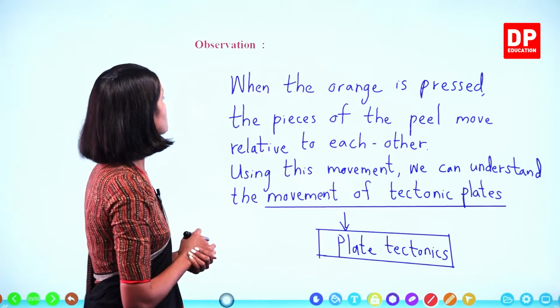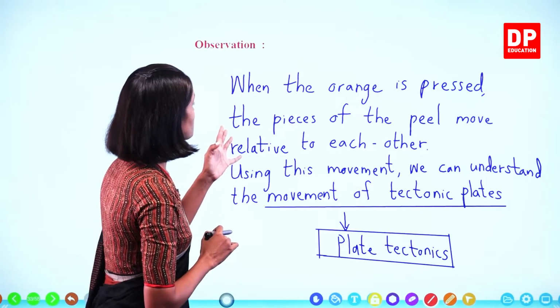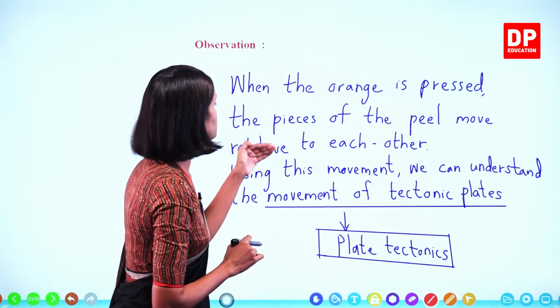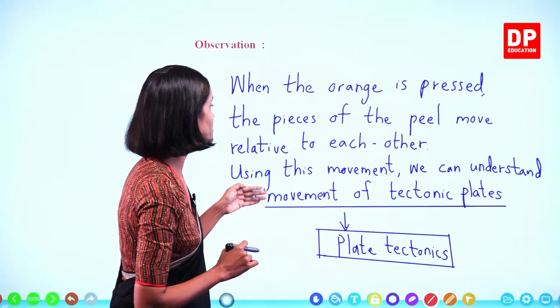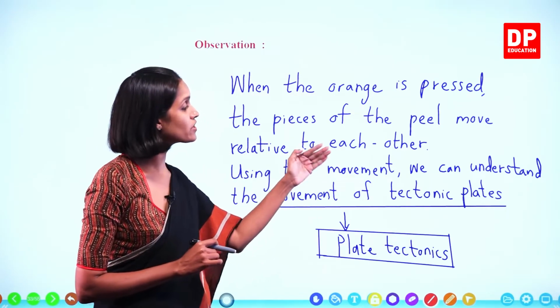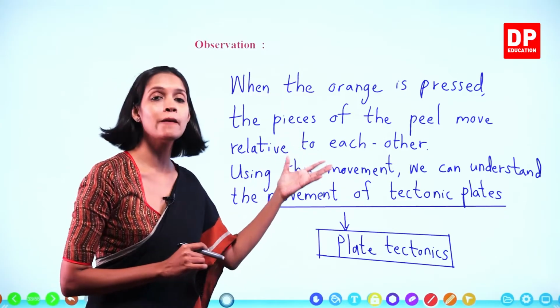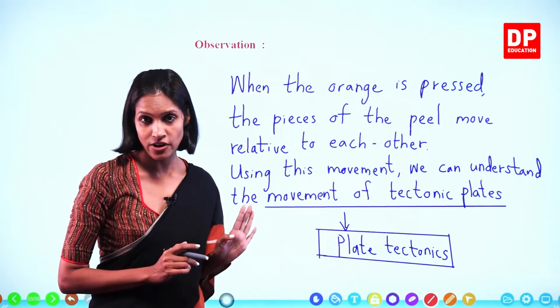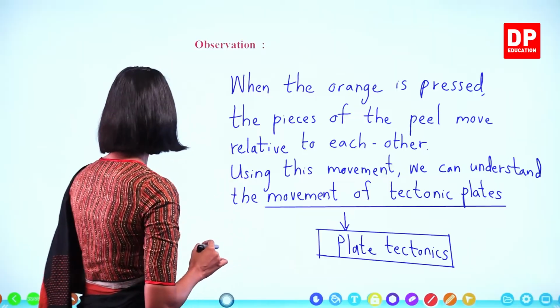Right children, when the orange is pressed, the pieces of the peel move relative to each other. Using this movement, we can understand the movement of tectonic plates. So the movement of tectonic plates is known as plate tectonics. Right children, we'll move on to the next.